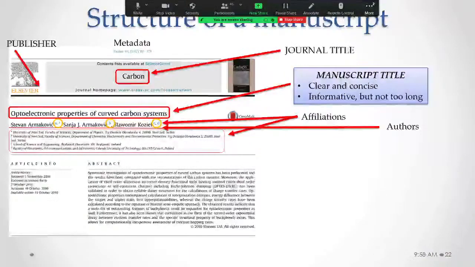So my affiliation is University of Novi Sad. University of Novi Sad has 14 faculties. One of those faculties is Faculty of Sciences, and Faculty of Sciences has 5 departments. One of those departments is Department of Physics. This is the address. Some journals prefer to publish the address, some journals not. It really depends on the journal.